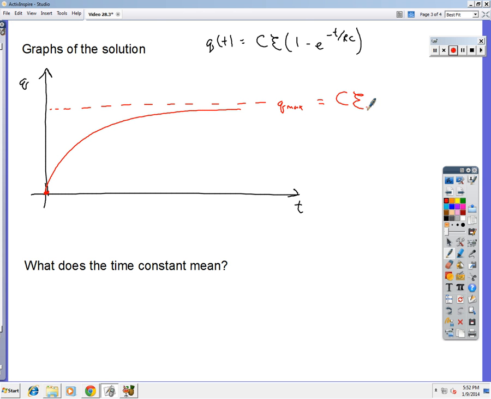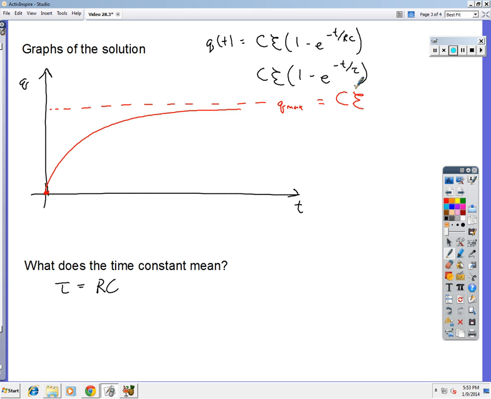The question is, what is the significance of that negative t over RC? RC is called the time constant, which is denoted by the Greek letter lowercase tau, and it's equal to the product of the resistance and the capacitance. It has units of time, and what it tells you is how fast it charges. A large time constant will take a long time to charge. A small time constant will take a small time to charge.